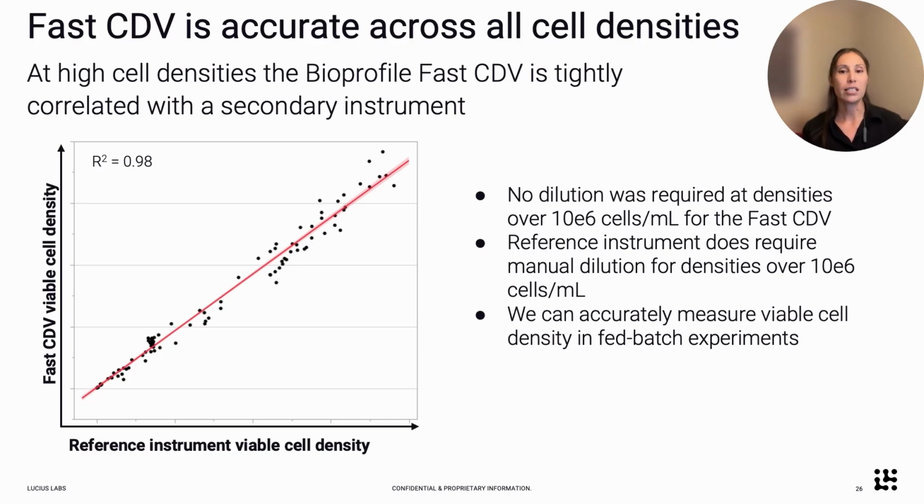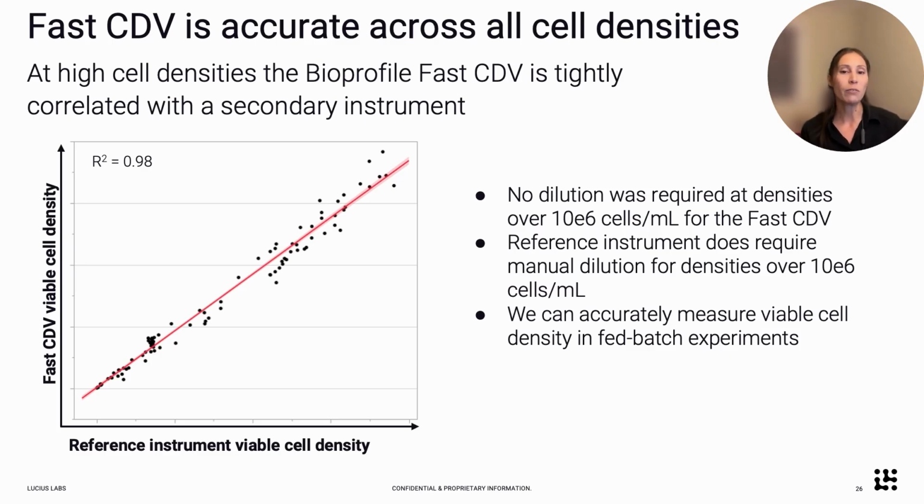What is important to highlight here is that no dilution was required at densities over 10 million cells for the FAST CDV. However, our reference instrument does require manual dilution for densities over 10 million cells per mil. However, what we saw was that between both instruments, there was a very tight correlation in viable cell densities. So this ultimately told us that the FAST CDV is accurately measuring viable cell density across every cell type, and that this correlates very well with a reference instrument. So we can reliably determine that what we are counting is accurate as determined by another instrument.